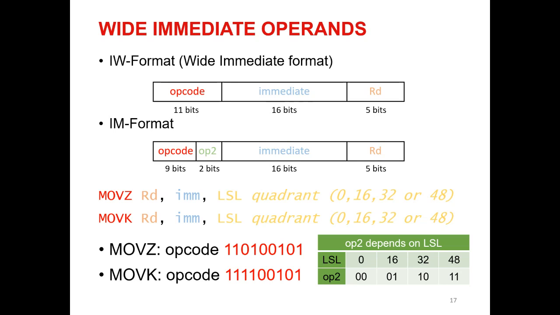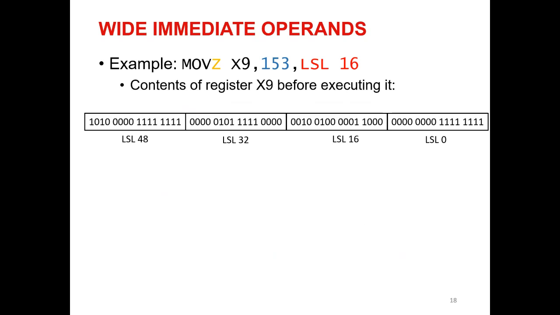So let's see an example to make this clear. Imagine I have this instruction, movz. We are going to modify register 9. We are going to put the number 153 in the second quadrant. And for the rest of the bits in register 9, as we have here the z, we are going to put zeros. So we are going to modify this quadrant here. Okay, now I think it's clear the thing of the quadrants.